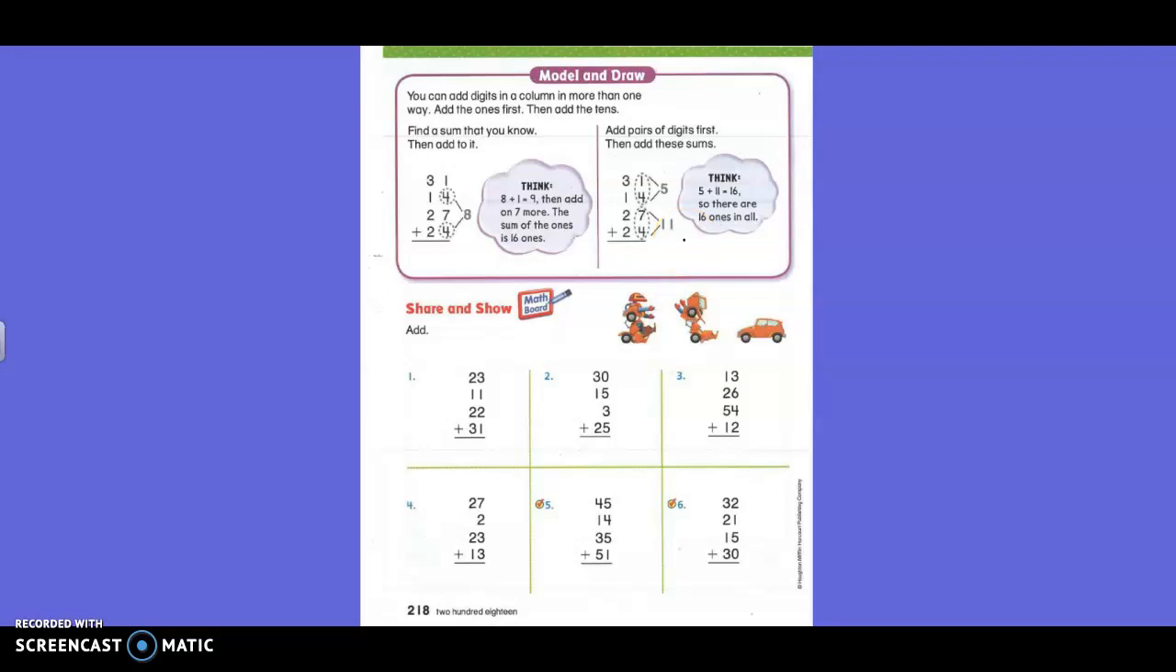This way might be easier because 4 and 4 is 8, right? What's 7 and 1? 8. So then you just add the two 8s together. What's 8 plus 8? 16. So we're going to put a 6 here and a 1 on top, right? A lot of you keep forgetting to add that 1. You need to make sure you remember to count the 1 that you add on top.